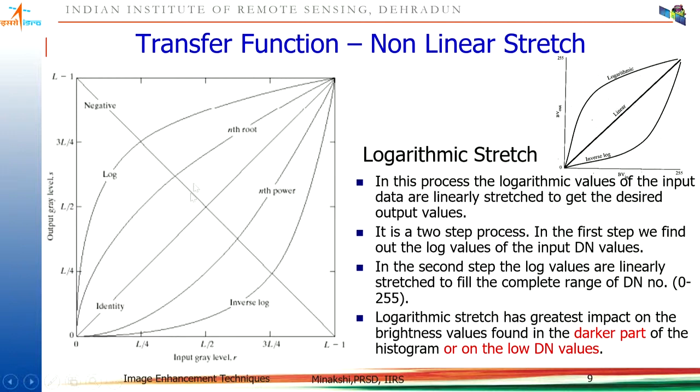So here I have depicted the combined transformation functions for a non-linear stretch. You see that this is identity. That means whatever is input, that is output. There is no stretching here at all. Non-linear stretch would occur on either side of it. For example, I have listed here the logarithmic stretch. If I want to do a logarithmic stretch on my data, I first find the log of the input DN values.